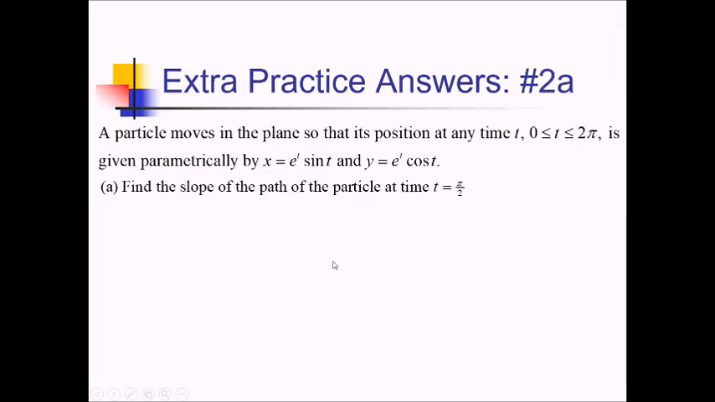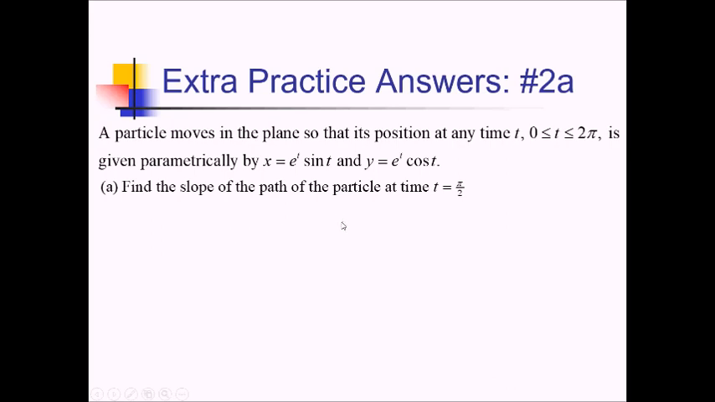For this free response problem, which we're allowed to use a calculator on, we have a particle moving in a plane so that its position between times 0 and 2 pi is given by this parametric set of equations here. Our first task is to find the slope of the path of the particle at time pi over 2. So for this, we need dy over dx.